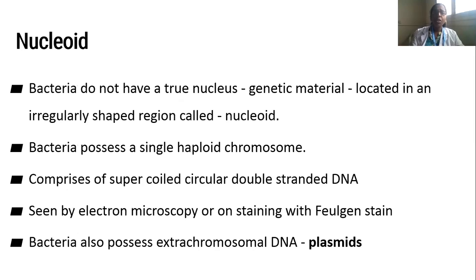Coming to the nucleoid. The bacteria do not have a true nucleus; the genetic material is located in an irregularly shaped region called the nucleoid. They possess a single haploid chromosome, composed of a supercoiled circular structure. There is also extrachromosomal DNA, which is called plasmids.